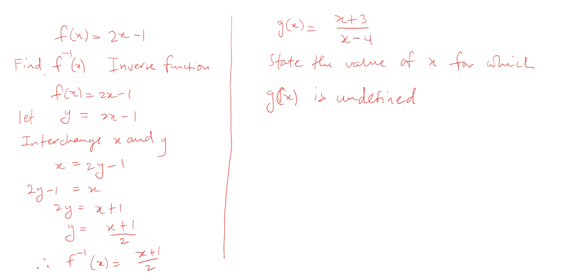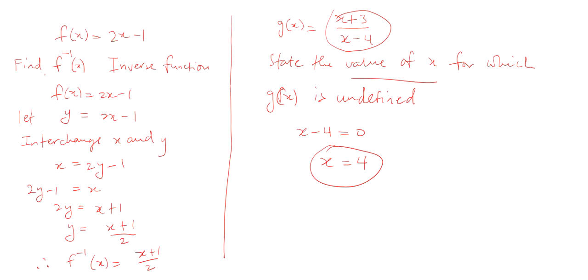right? Now, for a function to be undefined, we have a fraction here. We have (x plus 3) over (x minus 4). So for the function to be undefined, the bottom has to be equal to 0. So in order for the bottom to be equal to 0, x minus 4 is equal to 0, x must be equal to 4. So when they say the value of x for which g of x is undefined, this is the value here.